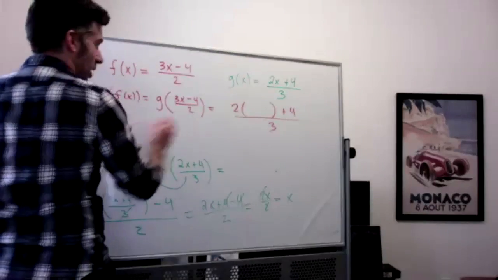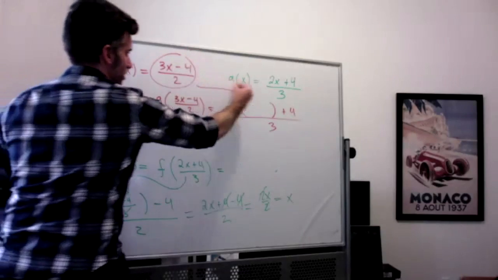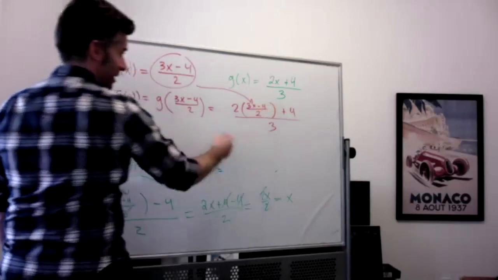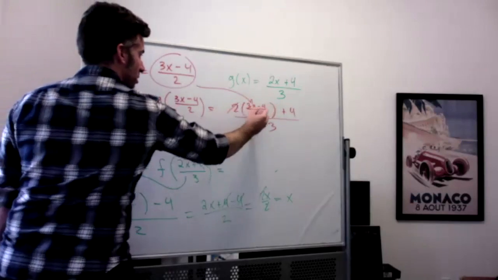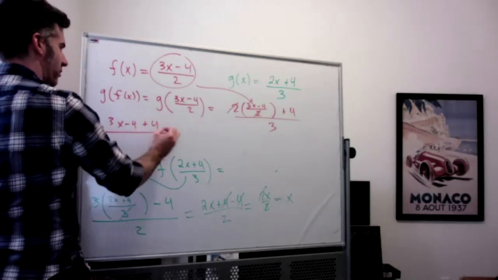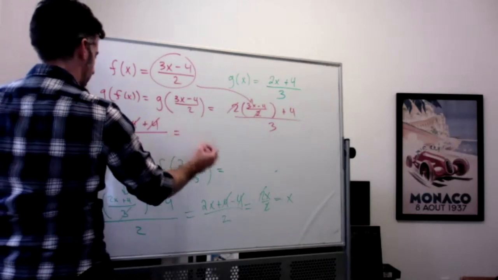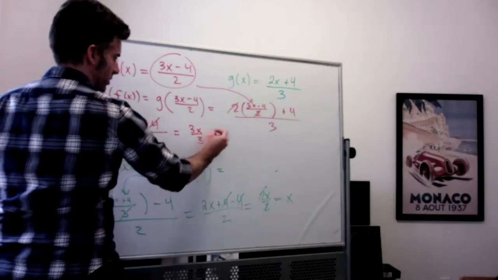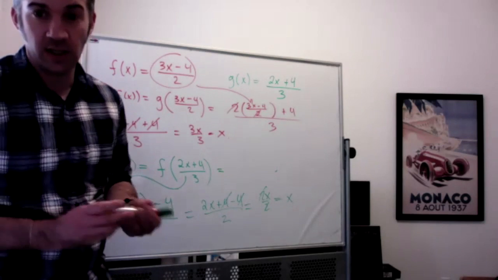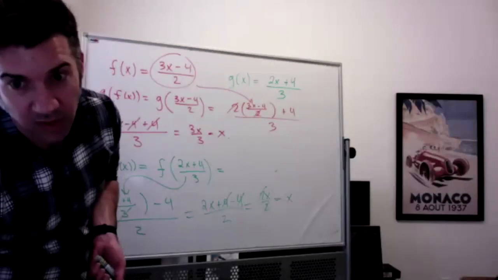And then, oh, I should actually fill in what goes in there, right? So this goes in there. Then I can cancel the 2's. So I get 3x minus 4 plus 4 all over 3. And then I can cancel the 4's. And I get 3x over 3, which is just x. So great. We showed that they're inverses. F of g of x and g of f of x are both equal to x.